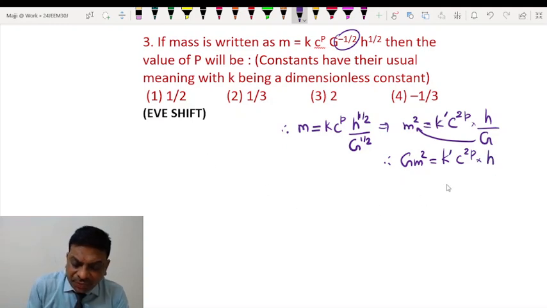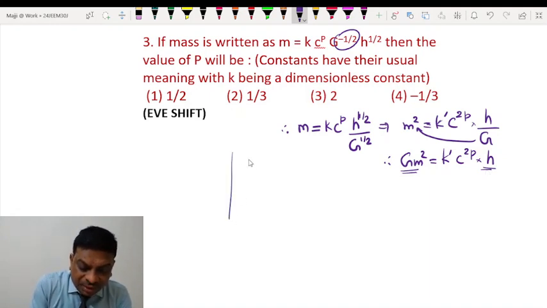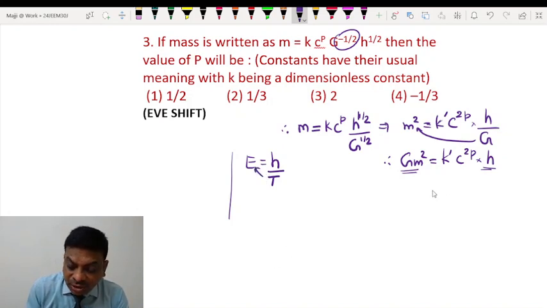Now as we know, there is a common thing in between these two. As you know, we have a very simple formula. Energy is equal to h into nu. So nu will be 1 by time here. So h can be written as energy into time. Is it, students? Yes. So we can write h as energy into time.